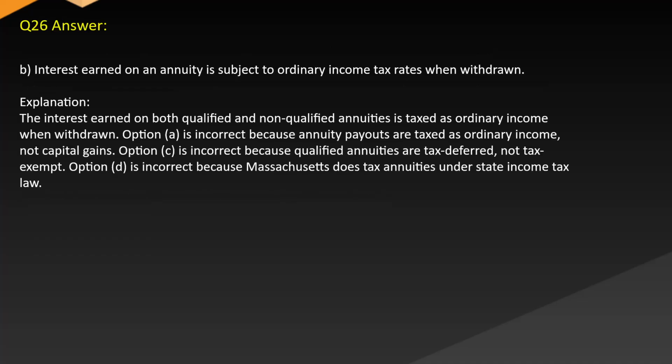Answer B. Interest earned on an annuity is subject to ordinary income tax rates when withdrawn. Explanation. The interest earned on both qualified and non-qualified annuities is taxed as ordinary income when withdrawn. Option A is incorrect because annuity payouts are taxed as ordinary income, not capital gains. Option C is incorrect because qualified annuities are tax deferred, not tax exempt. Option D is incorrect because Massachusetts does tax annuities under state income tax law.